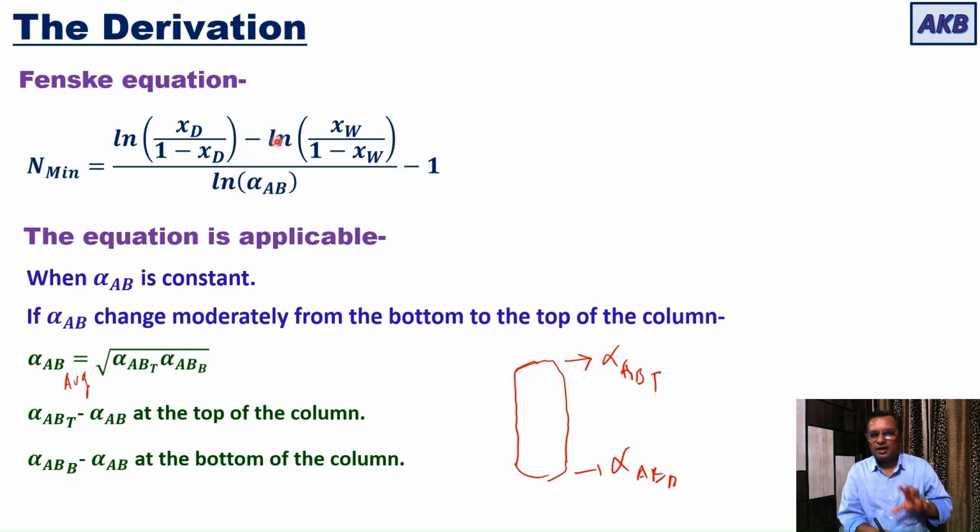So in this way, now you know how to derive the Fenske's equation. You know this is applicable when the components involved can form ideal solutions. You know this can be used when the relative volatility is constant. If it changes moderately from top to bottom, then use the geometric mean of the values of alpha AB at the top and at the bottom. So you can use this. So that ends my discussion for the derivation part.